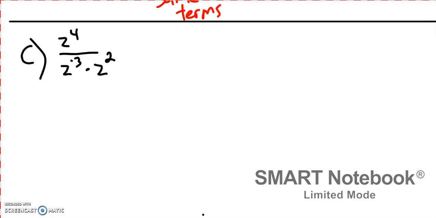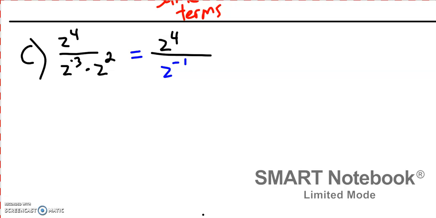And lastly, in C, we have z to the 4th in the numerator and z to the negative 3rd times z squared in the denominator. We're going to simplify the denominator first. Just want to carry over that z to the 4th in the numerator. Z to the negative 3rd times z to the 2nd, same base, so we add the exponents. So negative 3 plus 2 is going to be z to the negative 1st.